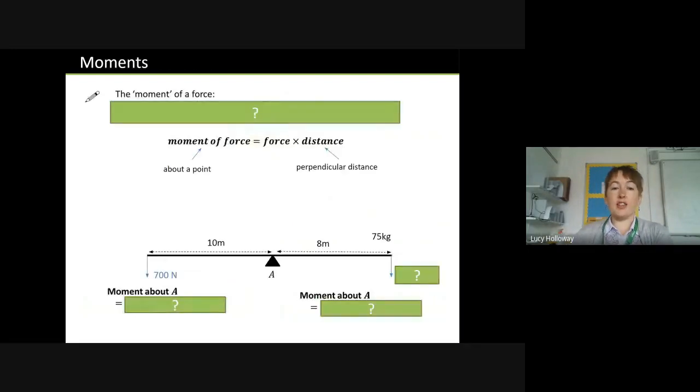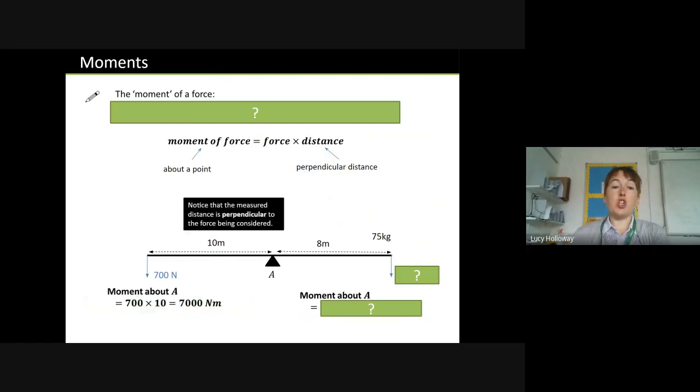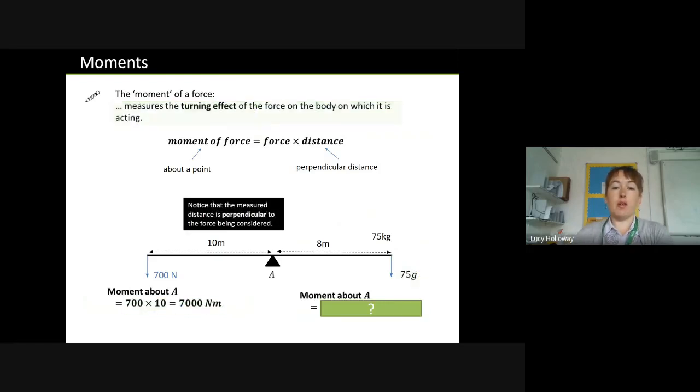And the reason for that is to do with what we call moments, okay. So the moment of a force measures the turning effect of the force on the body on which it's acting, okay, and we have this equation in mechanics so that we can tell that the moment of a force is equal to the force times the distance from the point about which it's rotating. And it has to be a perpendicular distance.